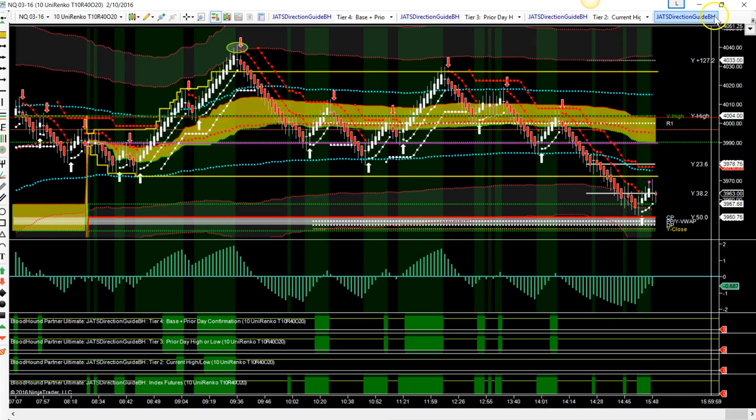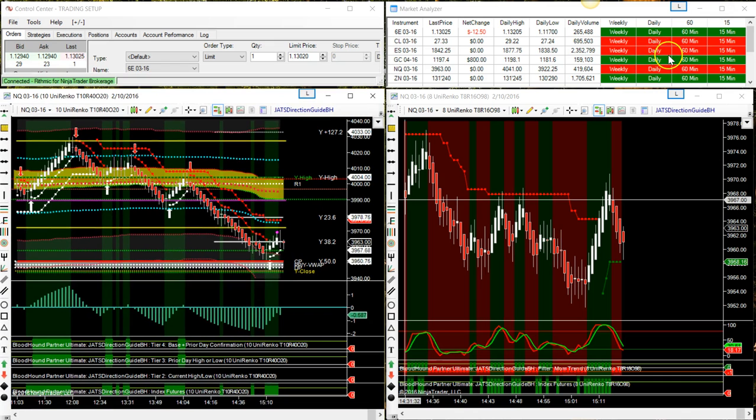If you have to trade that market, there are other markets that are weekly, daily, 60, 15, all printing across the same color. So it's easy to trade those. We just keep thinking to ourselves, how high can gold and the bonds go? Well, it's the same thing as how low can crude go.